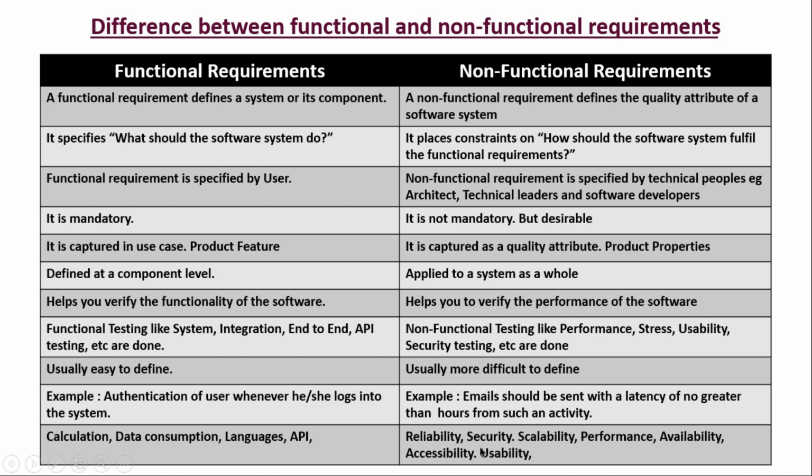Accessibility: I should be able to log into the system. It should not happen that even though I'm using the correct username and password, the system does not allow me to log in. Usability: I should be able to use the system very easily. The functions should not take a lot of time. If I'm hovering through menus or browsing through different functions of the software, it should not be cumbersome. So these things will come when you're dealing with non-functional requirements. These are some basic differences between functional and non-functional requirements.